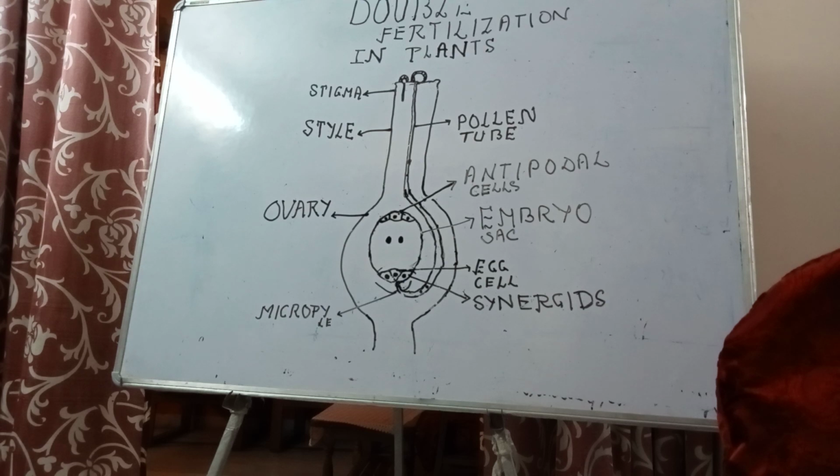I am here revising one important topic, that is the sexual reproduction in plants, and especially double fertilization in plants, which is very important, and questions related to this topic can come. Maybe figure reading, maybe small questions related to this figure.